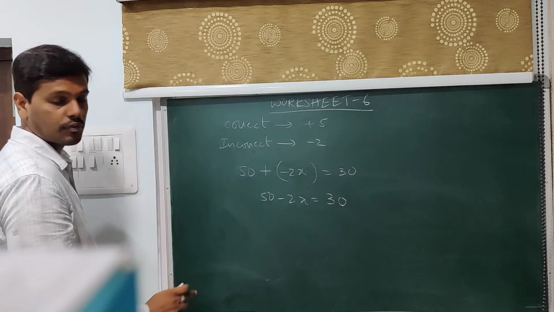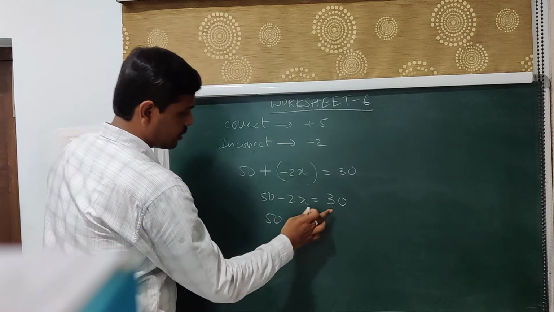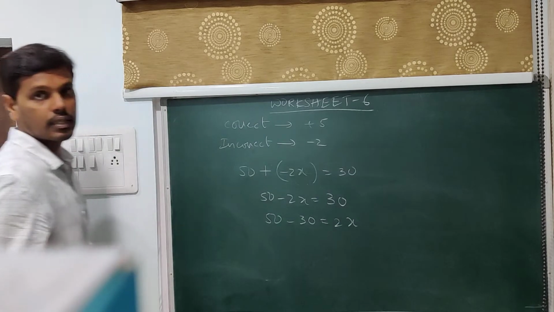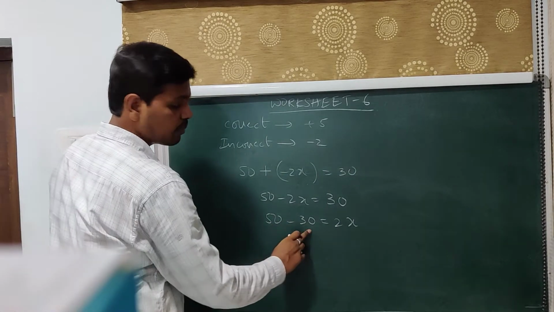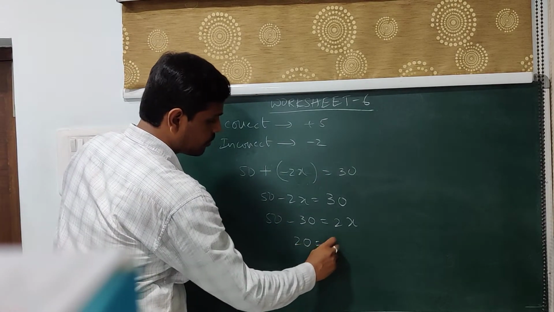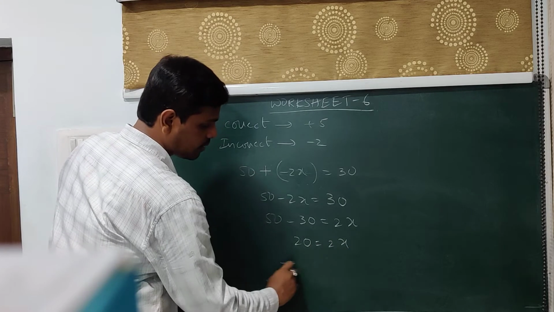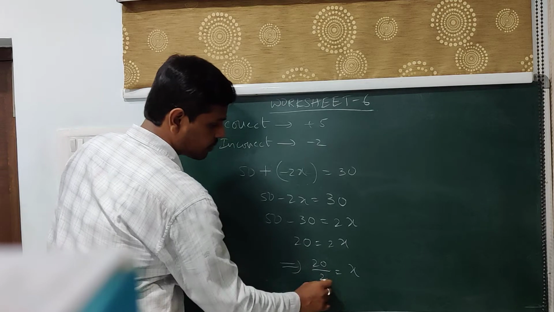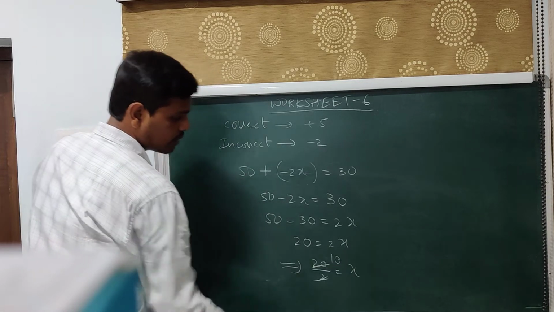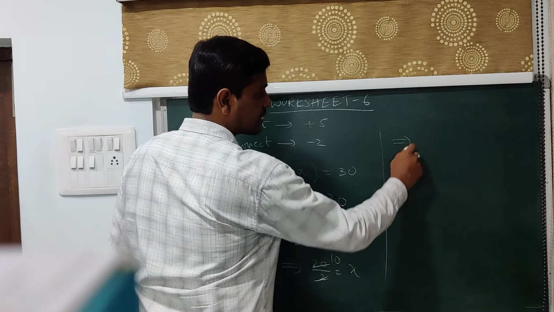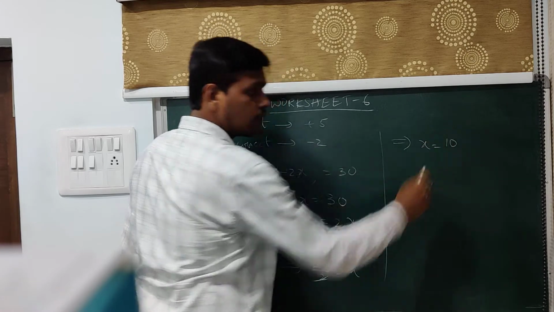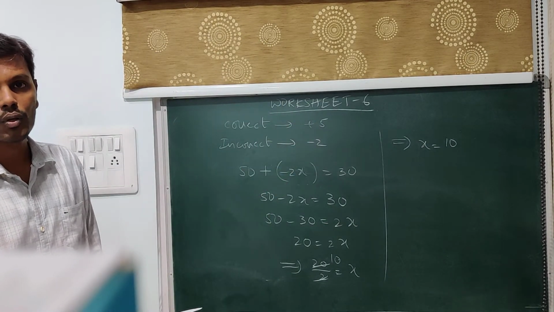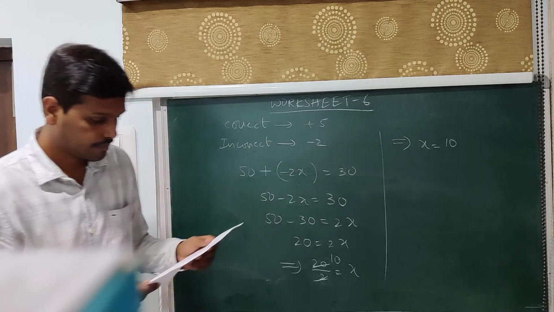Now bring this 30 to the left hand side. 50 minus 30 is equal to minus 2x. Transpose it to the right hand side, it is plus 2x. 50 minus 30 is 20. 20 is equal to 2x. I want x here. So bring this 2 to the left hand side. 20 by 2 is equal to x. 2 tens are 20, so 10. Which implies x is equal to 10. Which means that she has attempted 10 incorrect answers altogether. So that is the case.